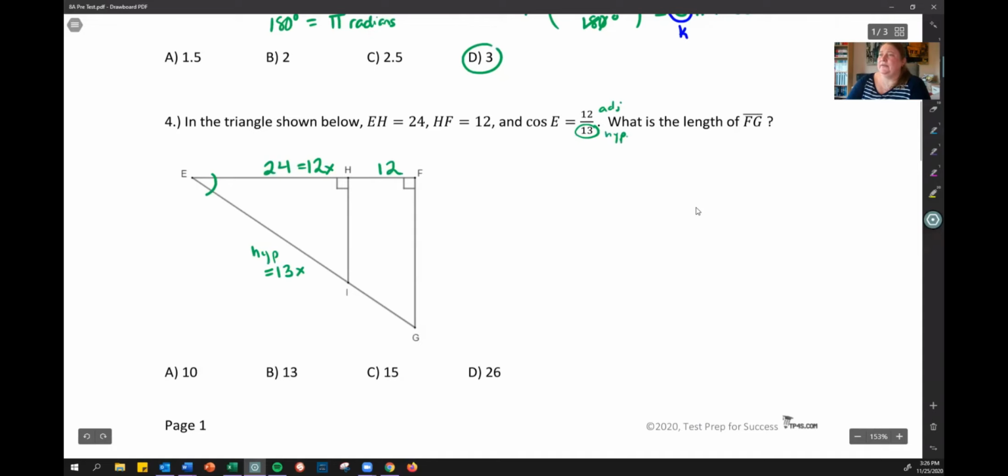And then looking that 24 is 12x, I think you can solve that equation in your head and say, oh, x must be 2 because 12 times 2 is 24. So now that we know x is 2, we'll say 13 times 2 is 26. Oh, I know what the hypotenuse is. The hypotenuse is 26 here. Okay. What is the length of FG?